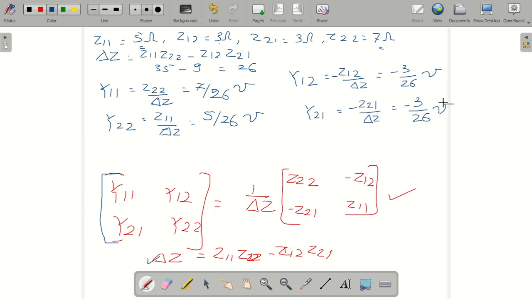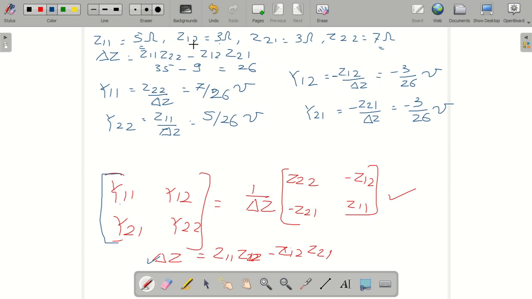So in this way, you will be in a position to find Y11, Y12, Y21, Y22 by using this formula. Clear? We had already developed this, so please remember this formula. You will get it easily. So I got 2 parameters. The third parameter we are going to try, what is that? Transmission parameter we have to find.